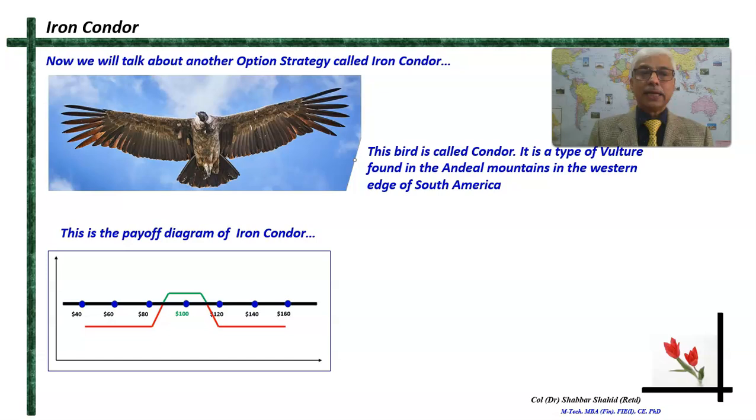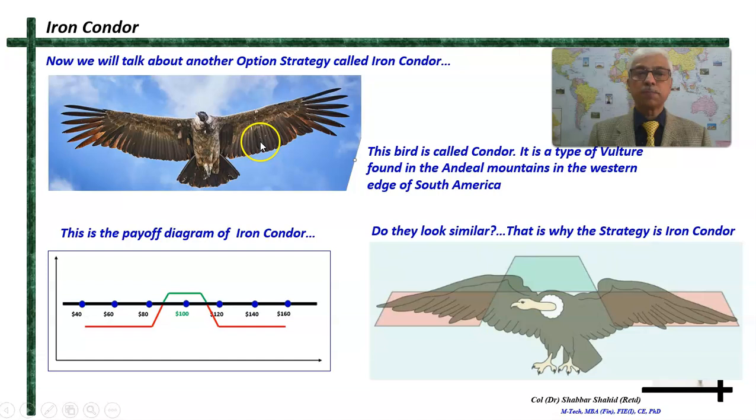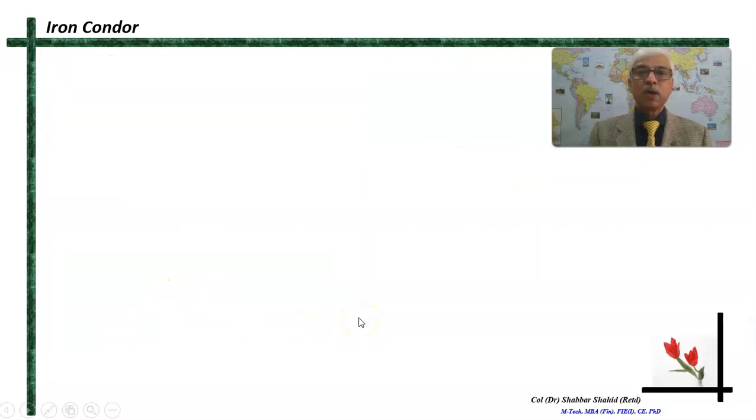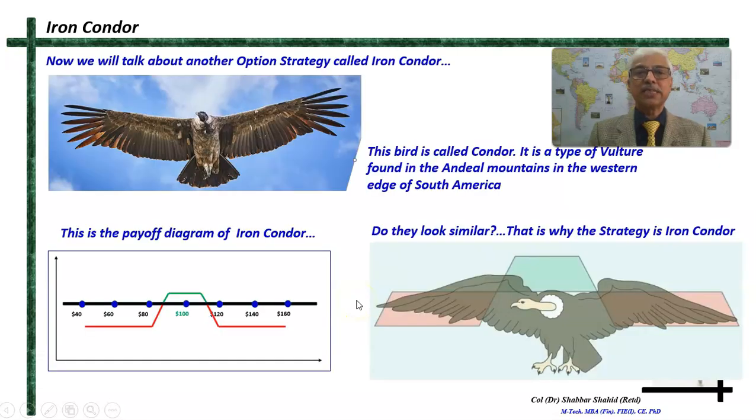Right? Now look at this payoff diagram of the strategy that we are going to discuss. Does this payoff diagram look similar to this bird? Just try to superimpose the bird on this payoff diagram and think over whether it looks like that. This top portion here, the beak portion, and these wide wings. Does it look like that? So therefore, this strategy is called an iron condor.